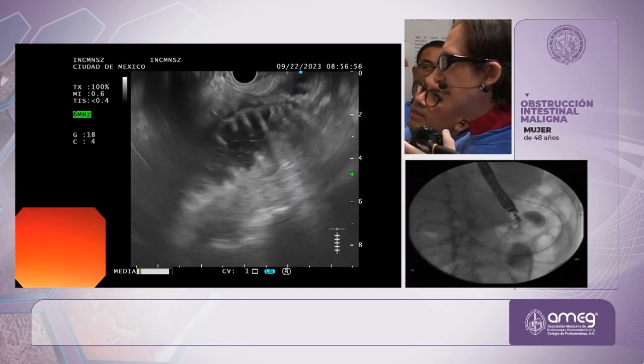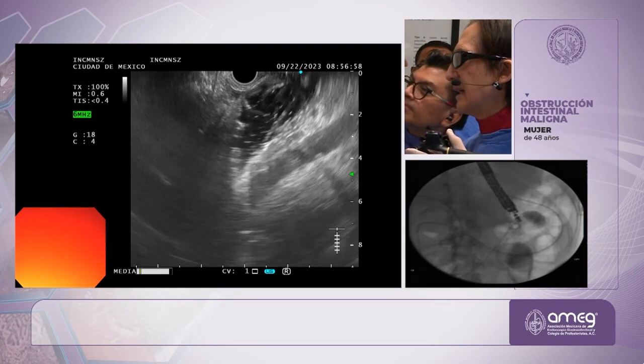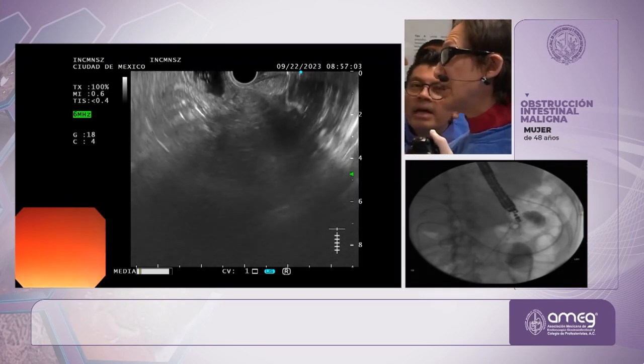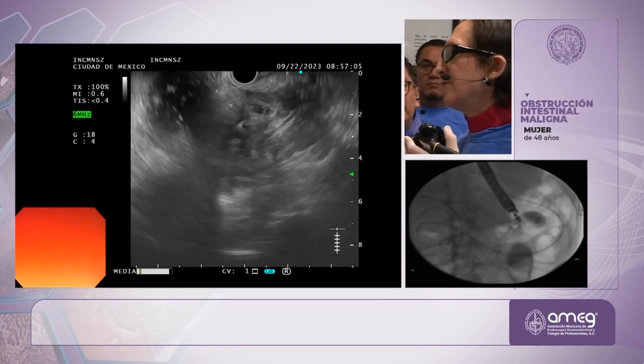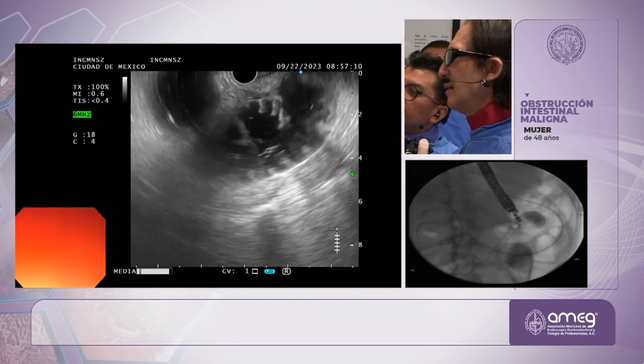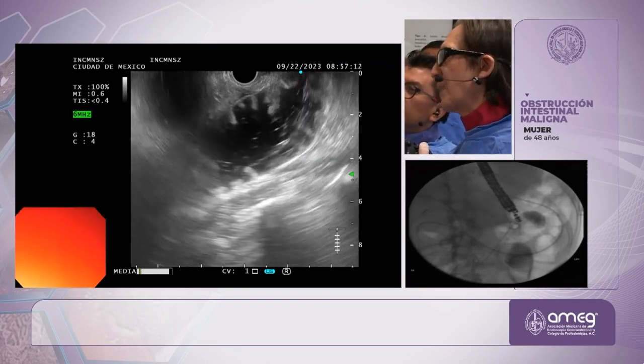Do you see a little bit of ascites? Well, a little bit of ascites, and that's a good point. If there's significant ascites, you absolutely have to aspirate it out. Okay. But this looks like this might be a really good spot right here.